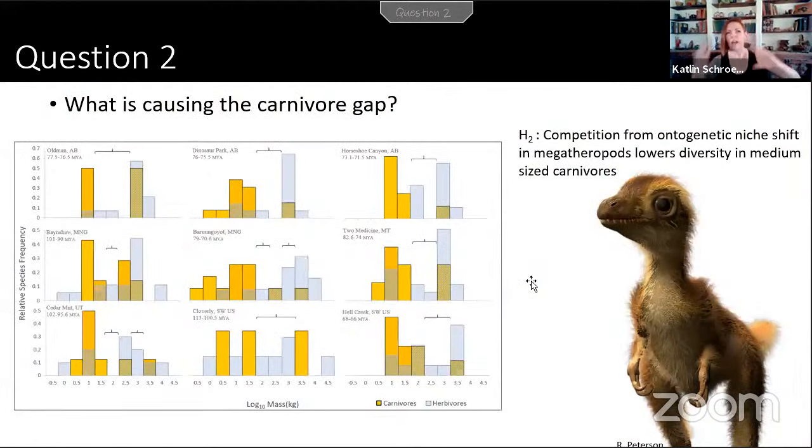So now, if we go back to our second question about the carnivore gap, based on what we know about dinosaur physiology, that egg-laying behavior, we predict that it's actually the juveniles of those megatheropods. Remember, the gap was correlated with the size of megatheropods. We think it's the juveniles of those megatheropods inhabiting different niches as they grow that might actually be causing the gap.